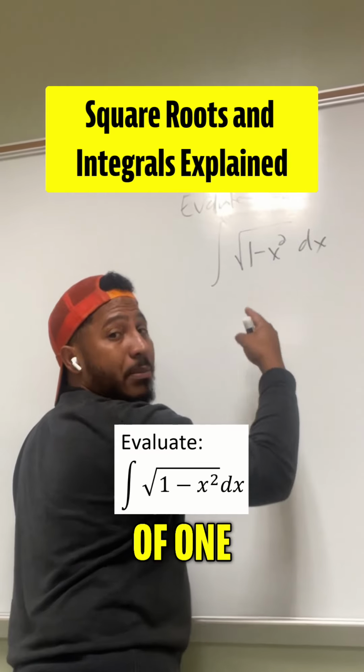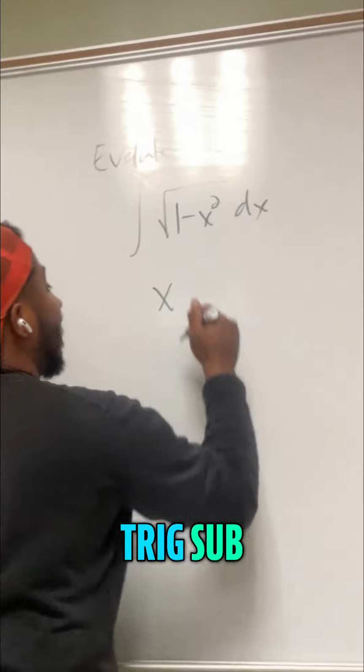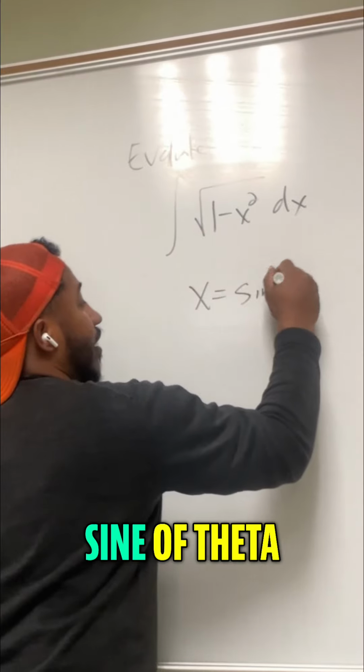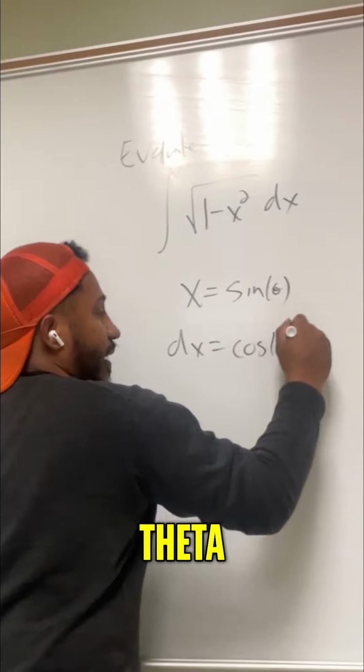Evaluate the integral of the square root of 1 minus x squared dx. How we evaluate this is by using a trig substitution. Let x equal sine of theta, okay? Then we know dx is cosine of theta d theta.